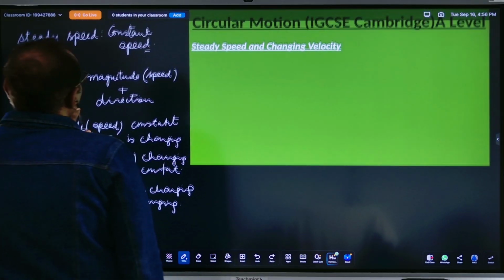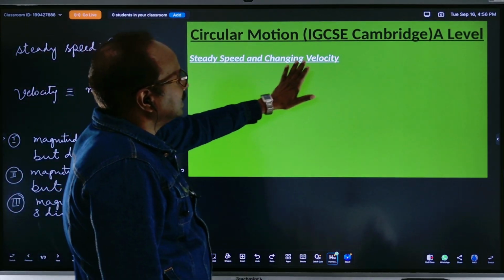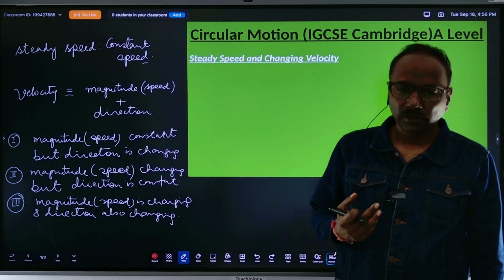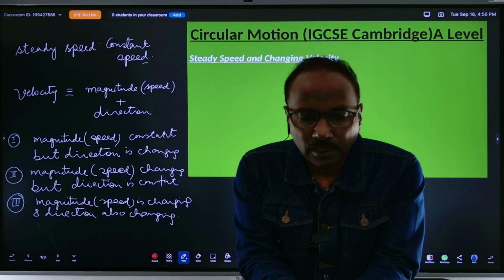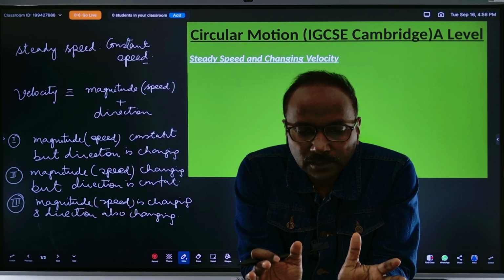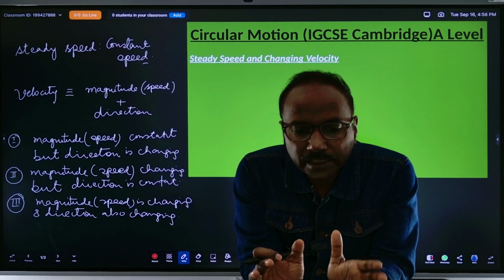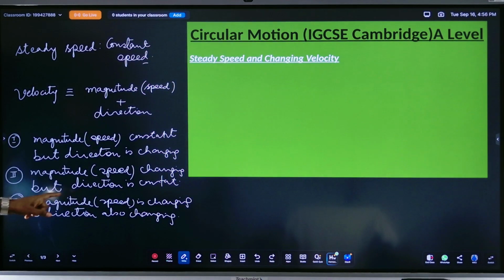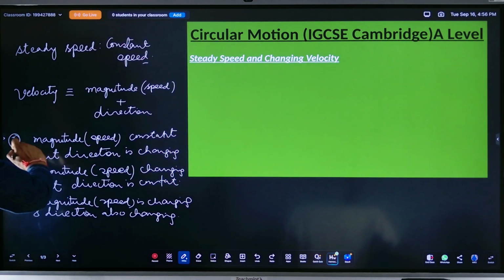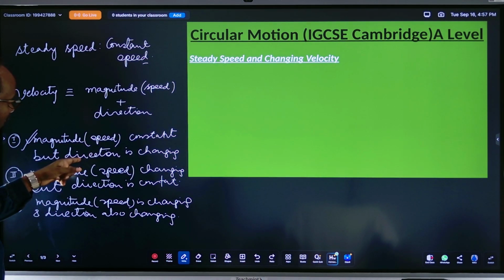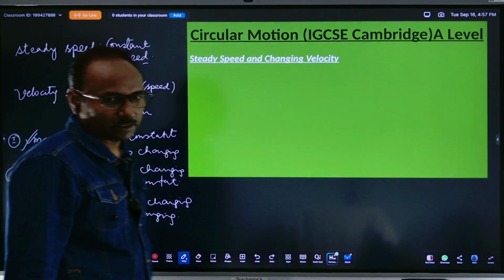But we had to study about steady speed and changing velocity, means we have to look for a situation or study a motion where the speed is constant but its velocity is changing. For the velocity to change, if speed is constant, direction must change.